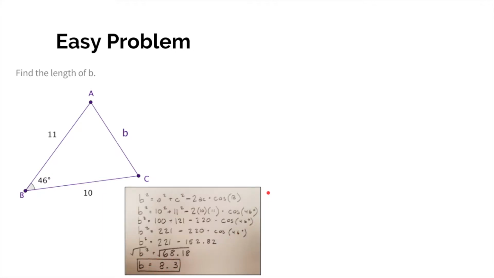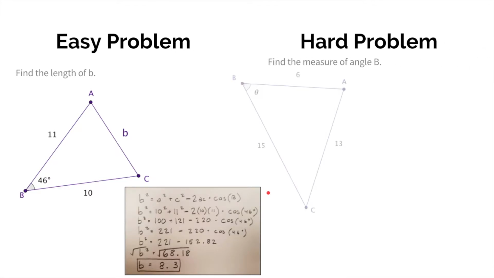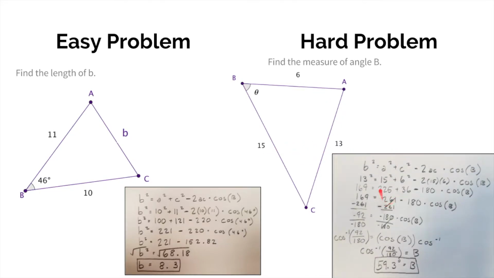Now let's do a hard problem. Find the measure of angle b. Well, we have all three side lengths, 6, 13, and 15, so let's plug these into our equation. 13 squared, which is 169, is equal to 15 squared, which is 225, plus 6 squared, which is 36, minus 180 times the cosine of b.